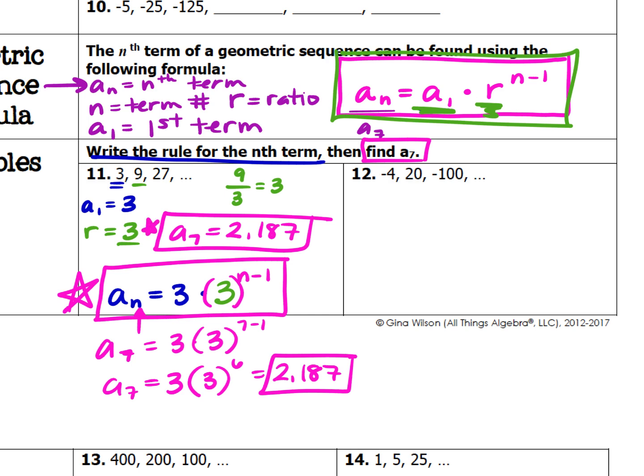Tell me the formula without the n's plugged in, and then find the 7th term. Did anyone not get 2,187? Because I would love to show you how to get that in your calculator correctly. Okay, so go on to number 12.